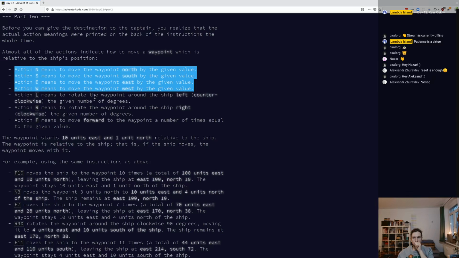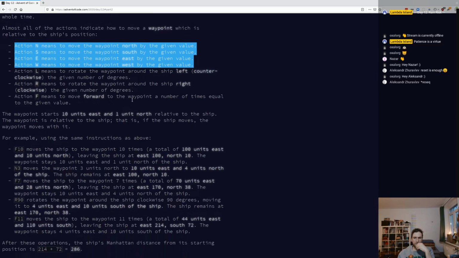L means to rotate the waypoint around the ship left, by the given number of degrees, counterclockwise. Action R means to rotate the waypoint around the ship right. So it's all relative to the position of the ship.